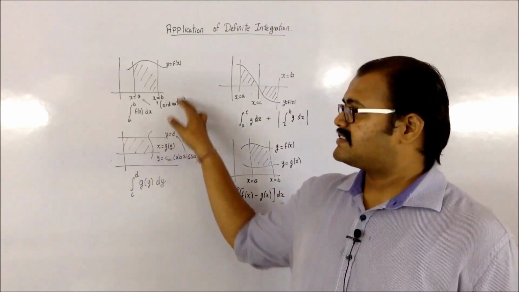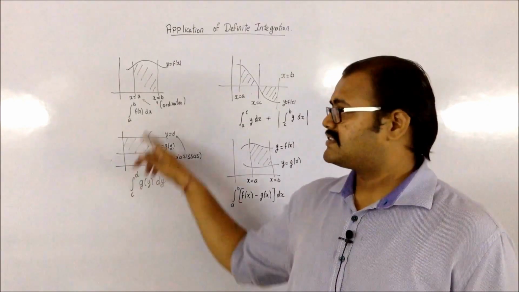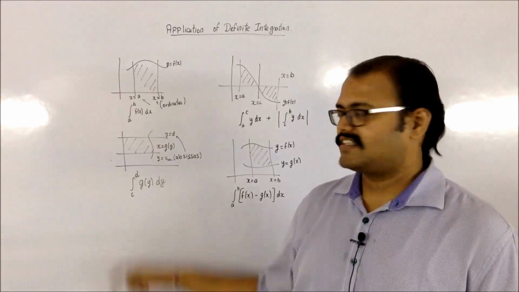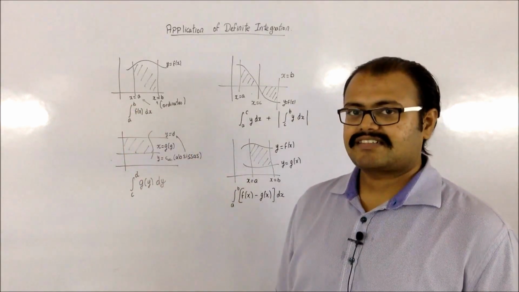So ordinates means basically the lines which are going to be perpendicular to my x-axis, or basically they are the coordinates of your x. So the area of this shaded region is given by the formula which is integral a to b f of x dx.